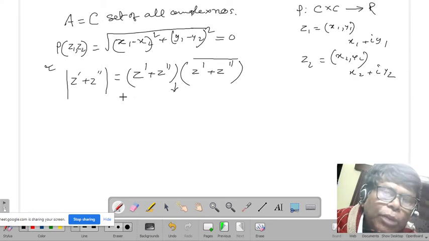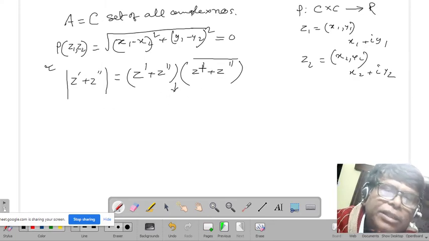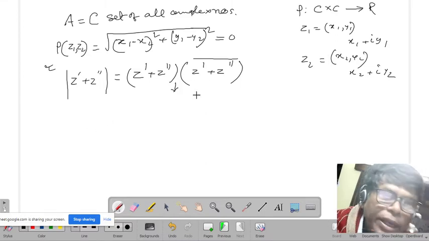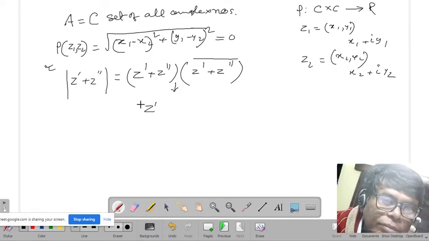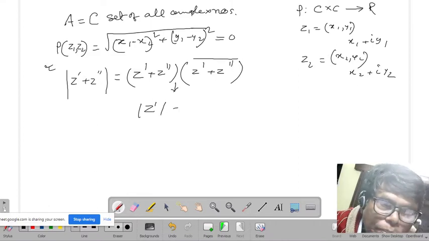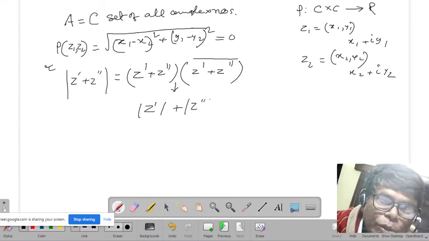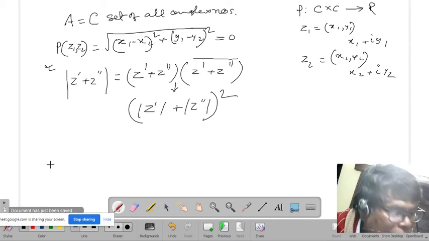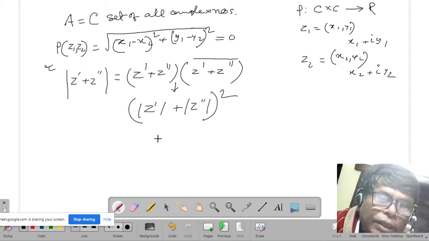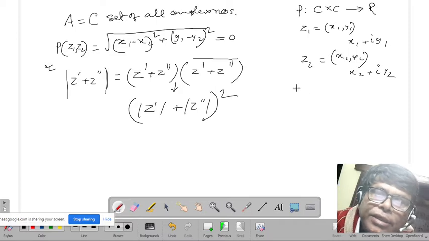Modulus z squared is equal to z into z bar, where z bar is the complex conjugate of z. That is a very well known theorem in complex algebra, and you will get modulus z dash plus modulus z double dash whole square. Now you use this result, and you will get the result at once. So this C with this metric, that is C and rho, is a metric space.